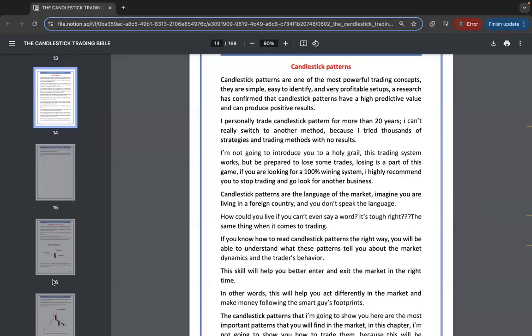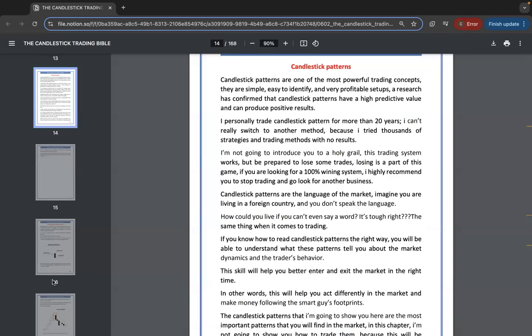I'm not going to introduce you to the Holy Grail. This trading system works, but be prepared to lose some trades. Losing is a part of the game, and if you're looking for a 100% winning system, I highly recommend you stop trading and go look for another business.